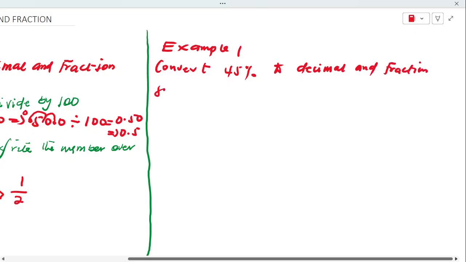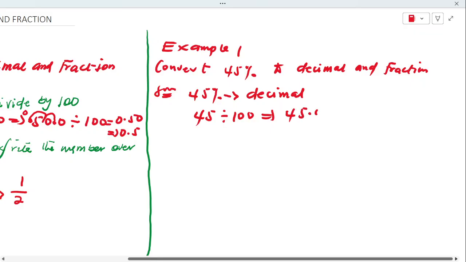All right, so we look at our solution. The first step is to convert 45% to decimal. So the rule states that you write 45, you divide by what? 100. And since the dividend, which is 45, is lesser than the divisor, you write 45.0. You can add more zeros, it doesn't change the value. And divide by the divisor, in this case 100.